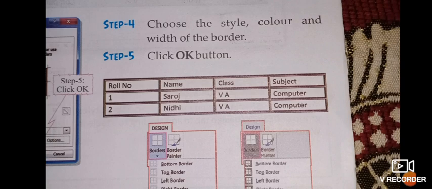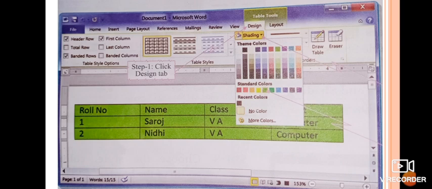Okay, it will appear good. Border is there, so it will be good. Now next, come to the next topic. What you have to do? If you want to add some shading, what you have to do? You can follow the given steps here.